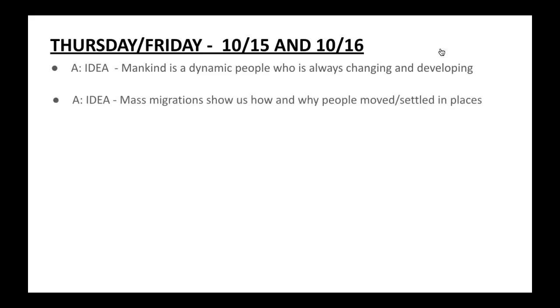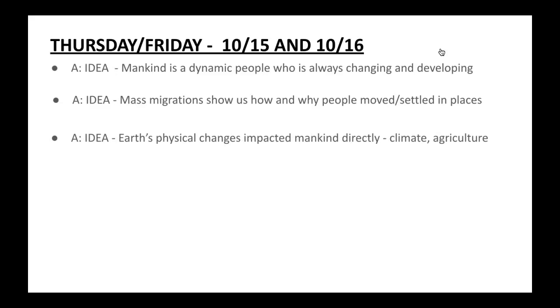Additionally, mass migrations around the world show us and tell us why people moved to different places and where they moved specifically. Understanding where they moved and why they moved is a key part to understand the story of all of us. Additionally, Earth's physical changes impacted mankind directly. For example, as climate changed, so too did we change. As the climate changed, so too did our agricultural habits. And from those things changing, so did our lifestyles in a big, helpful way.